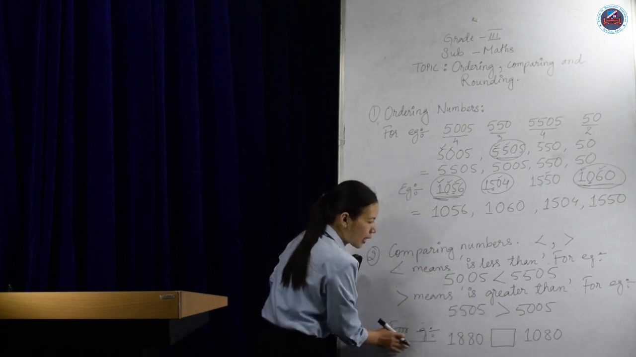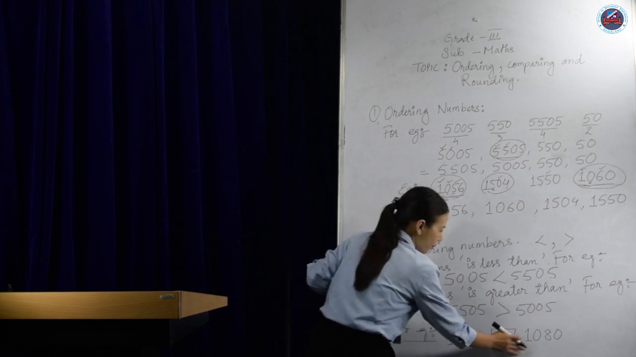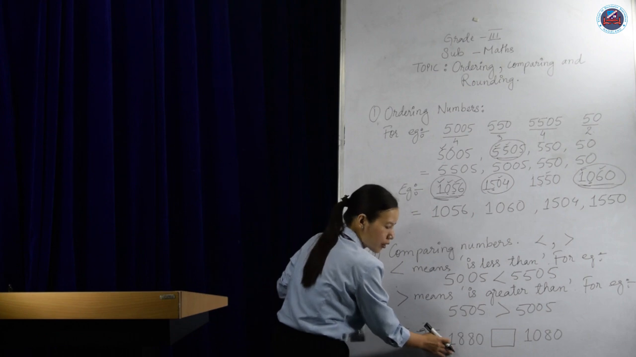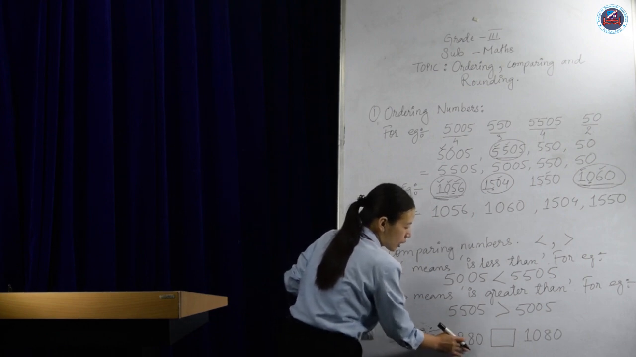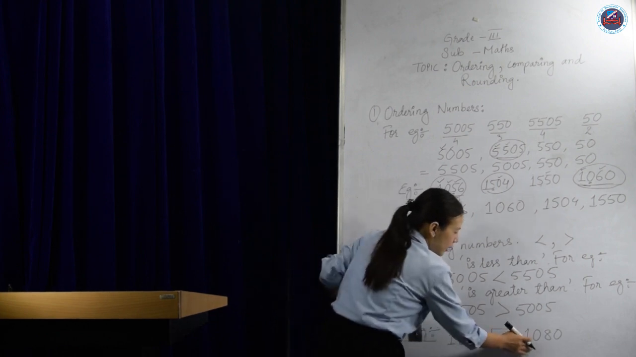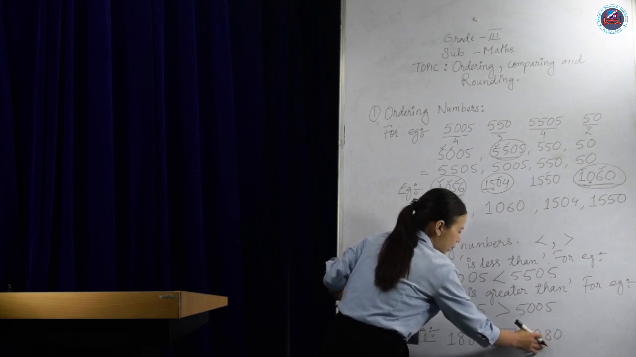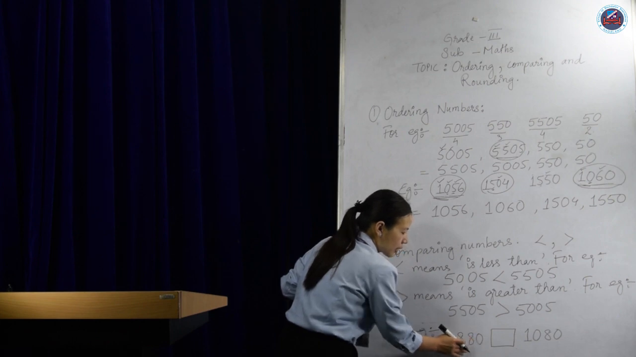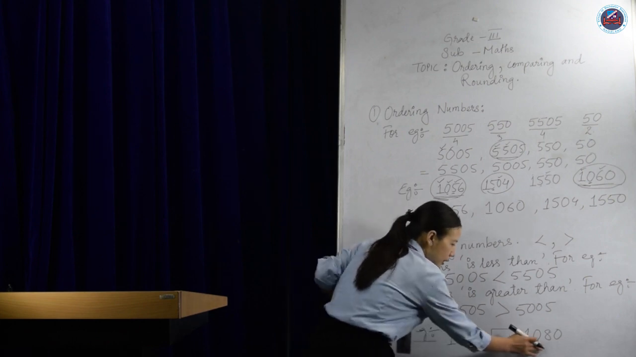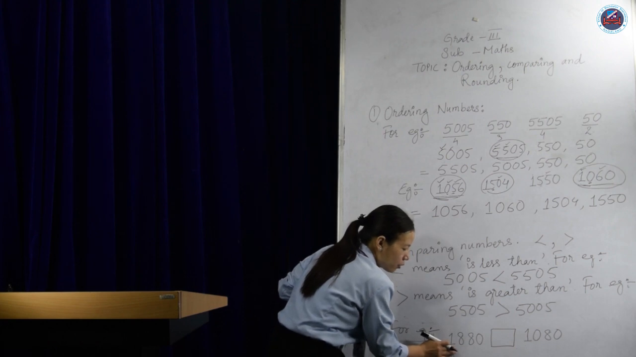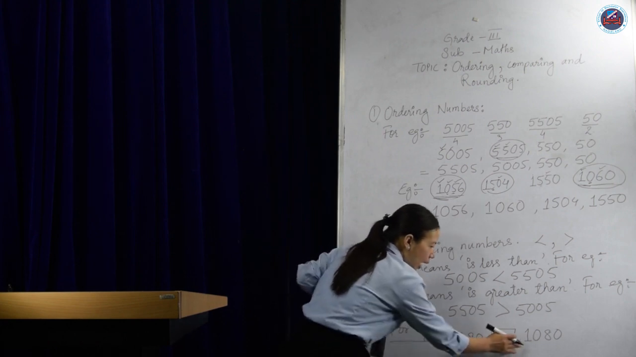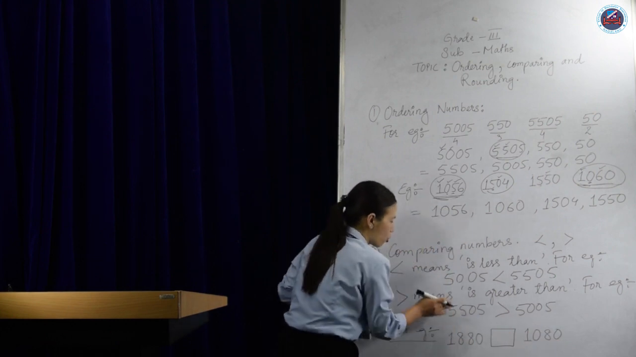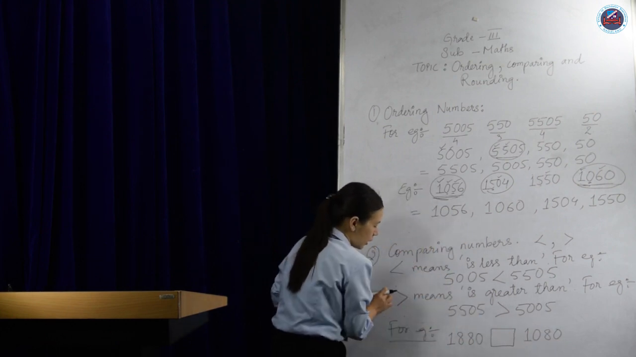For example, let's take an example here. Let's have a look at these two numbers. The first number here is 1880, and then this number is 1080. So let's compare. Now this one is 1880. That means this number is bigger than this number because it has a value of 1880, and this is just 1080. That means this number is greater. So we use this greater sign. That is the sign.